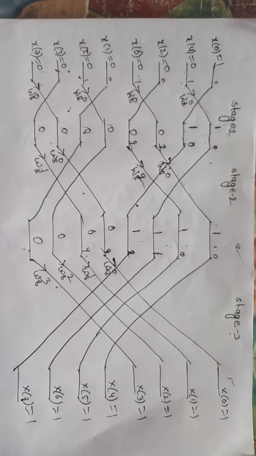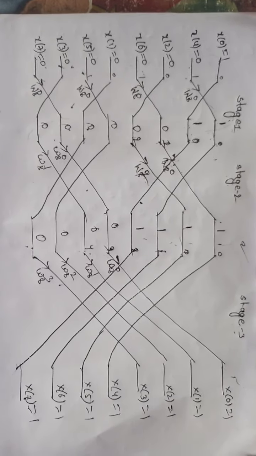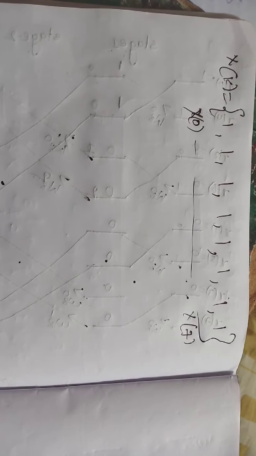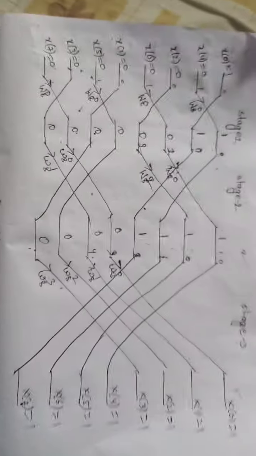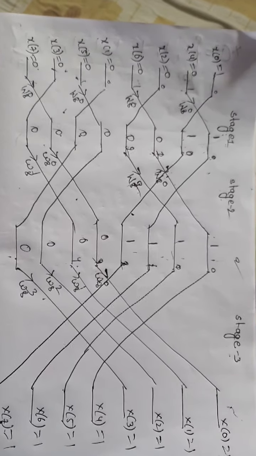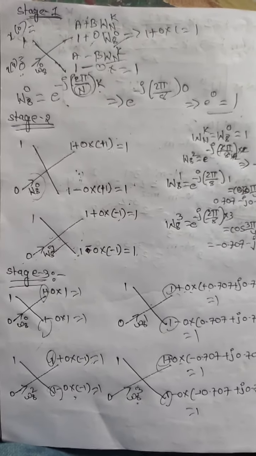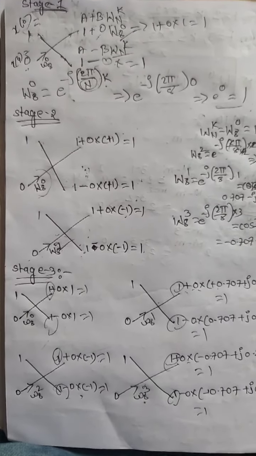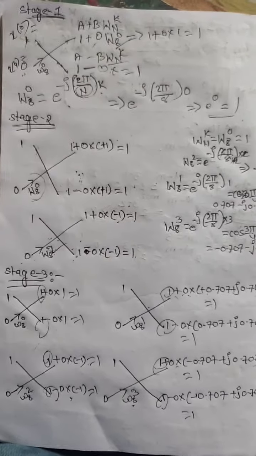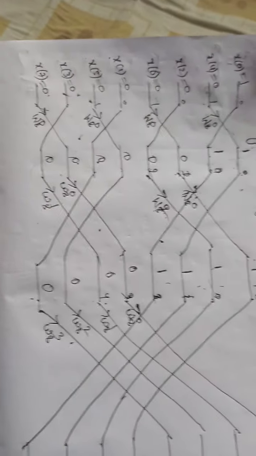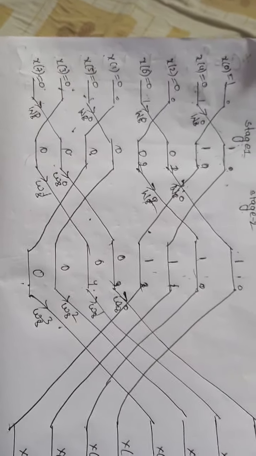Next, to see how we are writing the outputs in X of k form, this is the output for the given sequence. It is the butterfly structure, and these are the outputs, how we get the outputs by using butterflies. So this is about DIT FFT.